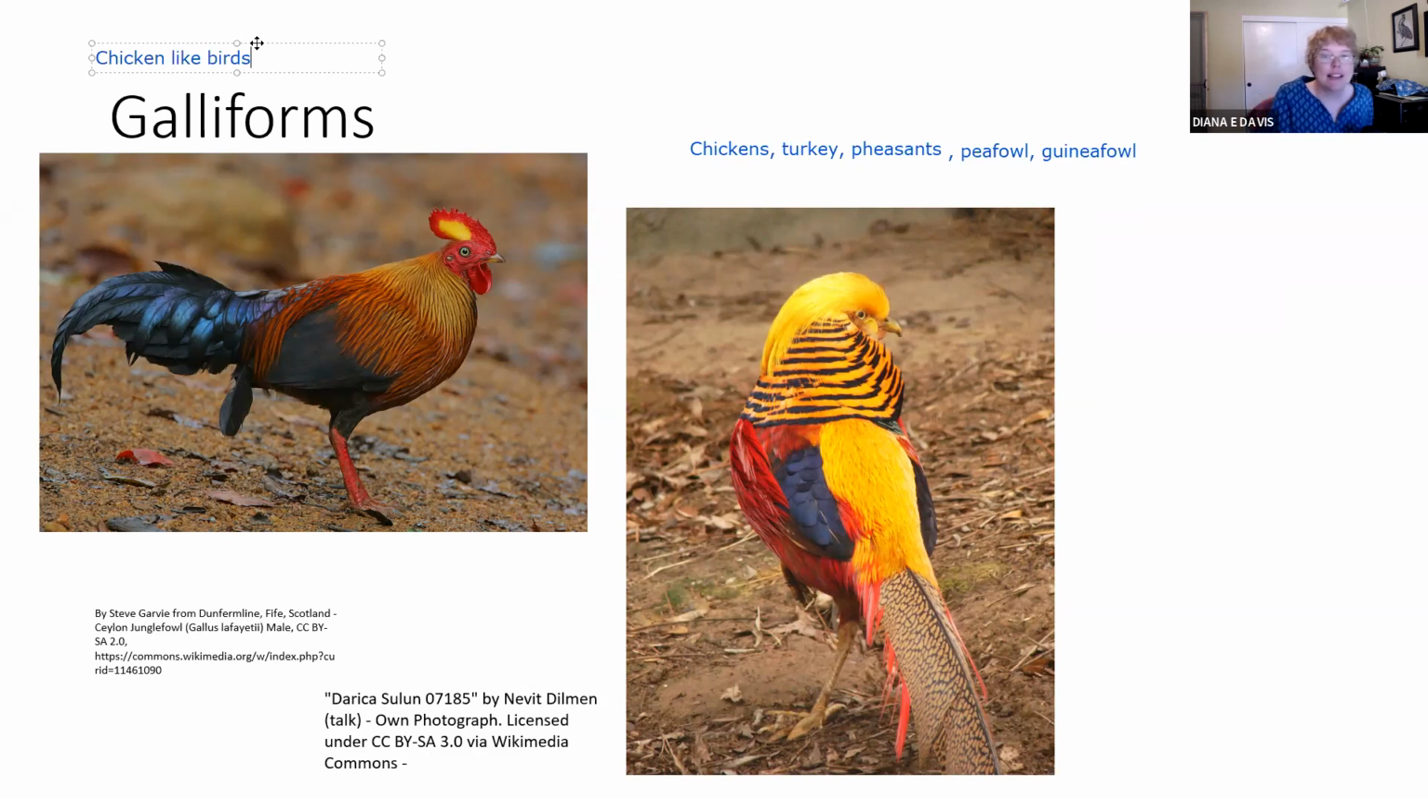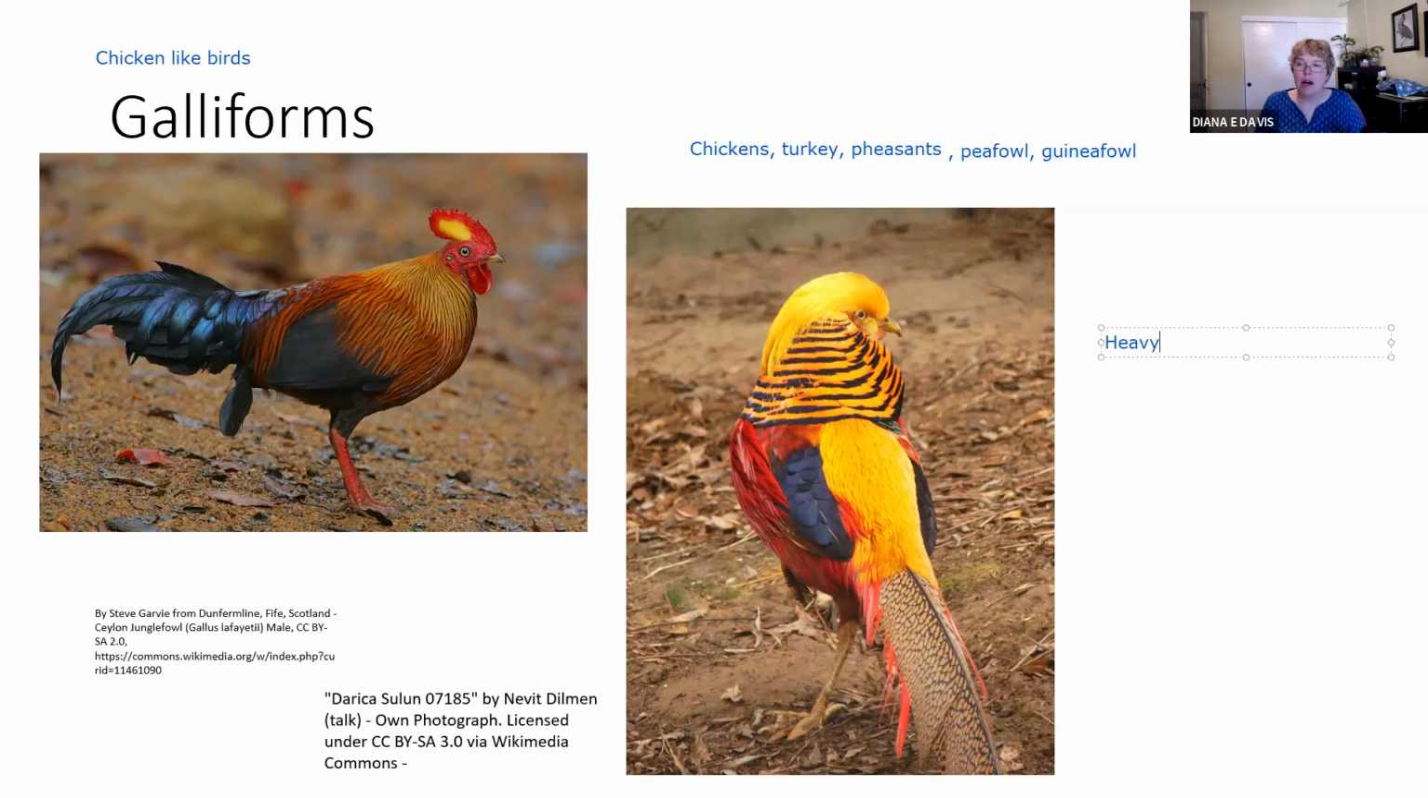All right, the galliforms or chicken-like birds. These are the chickens, the turkeys, the pheasants, the peafowl. Peafowl is a general word. Peacock refers just to the males. And guinea fowl. A lot of these have been domesticated. So we have domestic chickens and turkeys, pheasants, peacocks, guinea fowl. This has been a very popular group for us to domesticate.